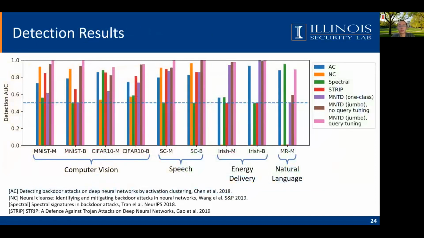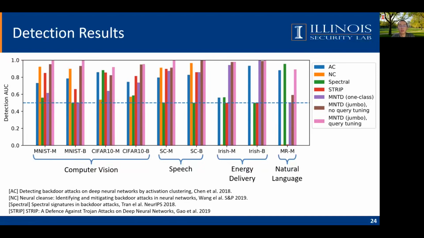We conduct the experiments on a variety of tasks, including computer vision, speech, energy data, and natural language. And we compare with many previous works in detecting Trojans. We show that our approach with jumbo learning and query tuning, that is, the pink bar, achieves the best result on most tasks for modification attack and blending attack, which is denoted by the M and the B here.